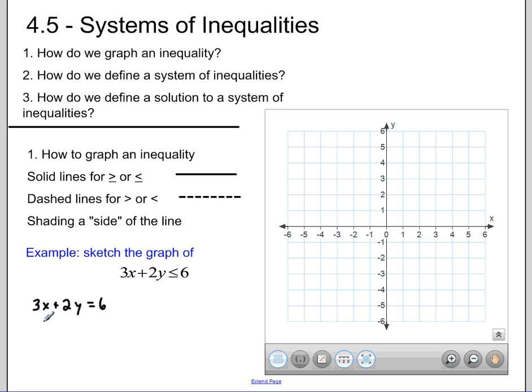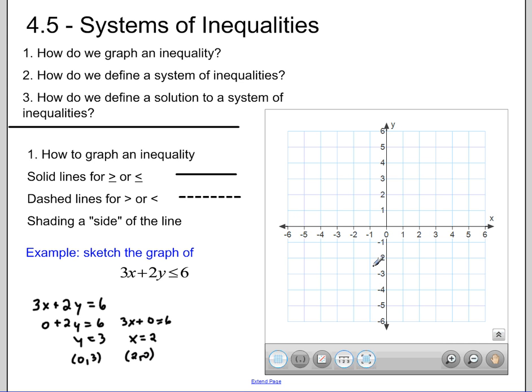We could substitute and find our x and y intercepts very easily by letting x equal 0. Finding the y value that goes with it gives us a y-intercept at y equals 3. So we know that the point 0, 3 is on this graph. And substituting in 0 for y gives us 3x plus 0 equals 6. Solving for x gives us x equals 2, with the point 2, 0 as the x-intercept.